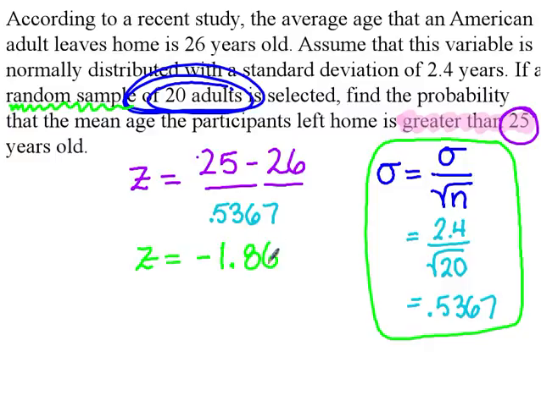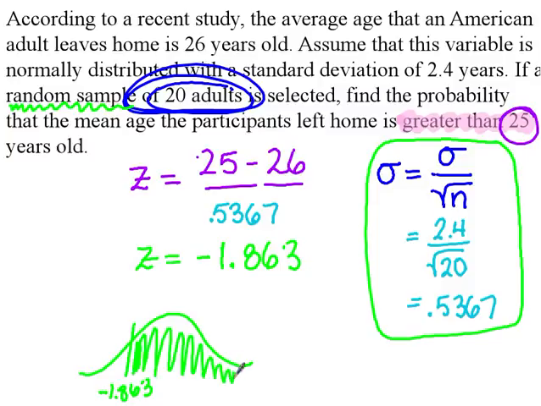Negative 1.863. So that's what my z-value is. Now, if I look in the problem, it said greater than 25. So here's my nifty little normal distribution. Okay, here is my mean. And if it says it's greater than 25, what side do I shade? To the right, right? So I need to go ahead and use my normal CDF function.